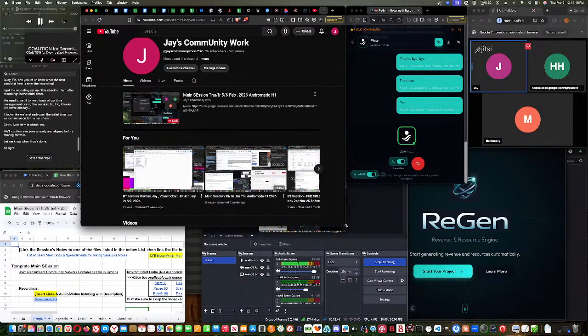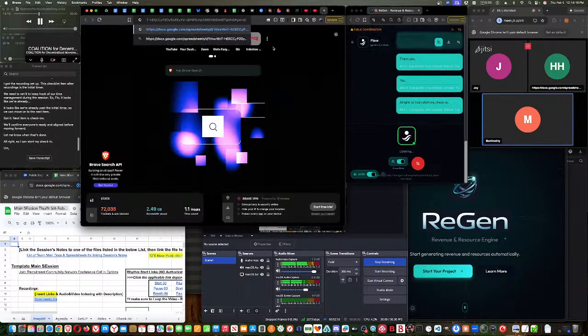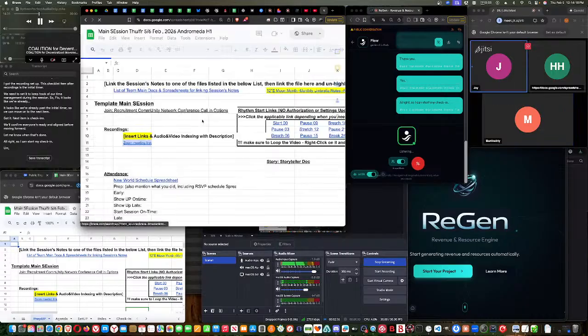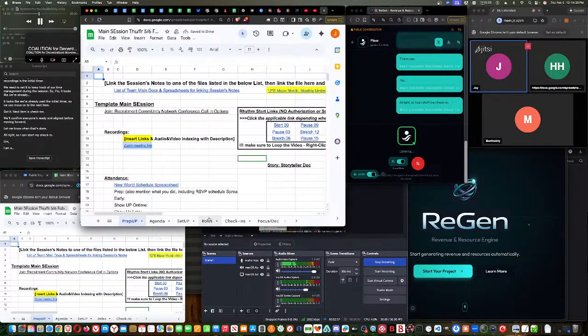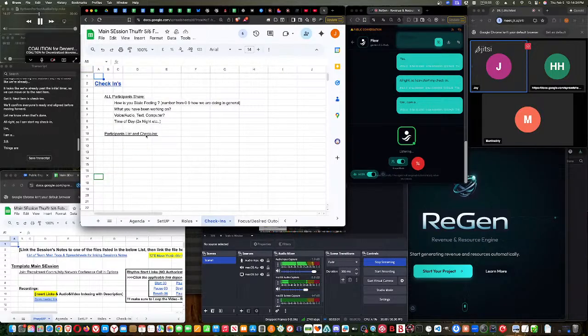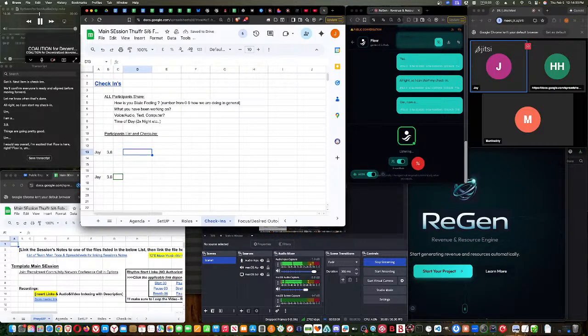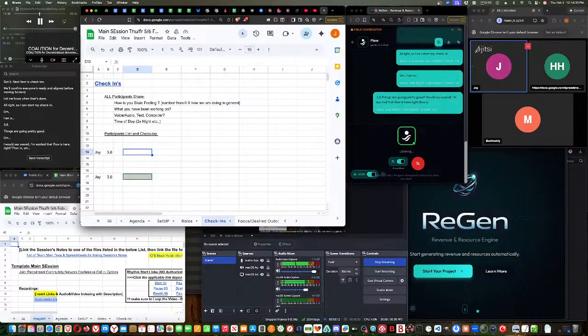All right, so I can start my check-in. I am a 3.8. Things are going pretty good. I would say overall, I'm excited that Flo is here. Flo is set up to only respond when you say their name.